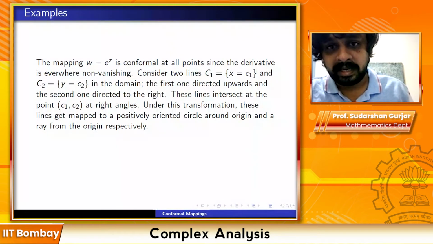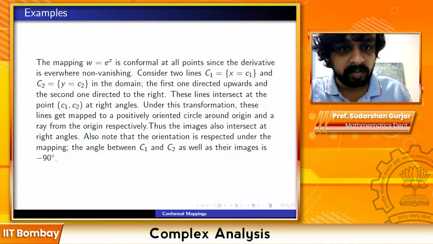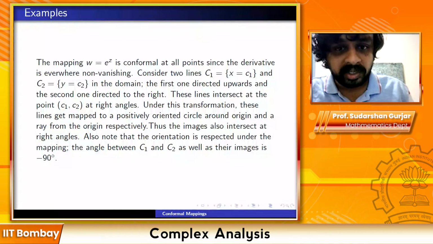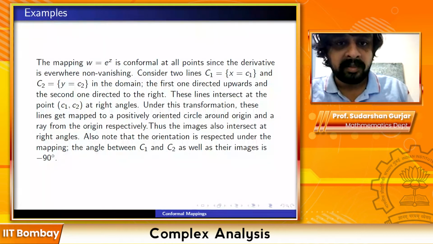A line through the origin and a circle intersect at right angles, meaning the tangents make right angles. So under this transformation, the lines get mapped to a positively oriented circle around the origin and a ray from the origin respectively. Thus the images also intersect at right angles, and the orientation is respected under the mapping. The angle from C1 to C2, as well as between their images' tangents at the point of intersection, is minus 90 degrees. So this is a basic example of a conformal mapping.